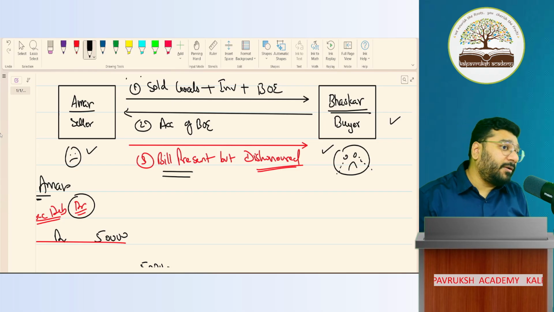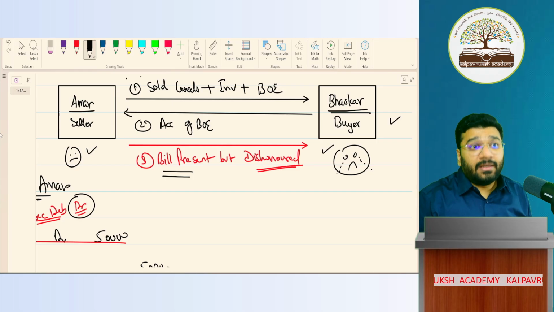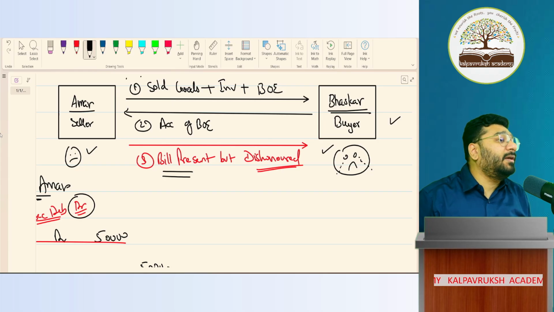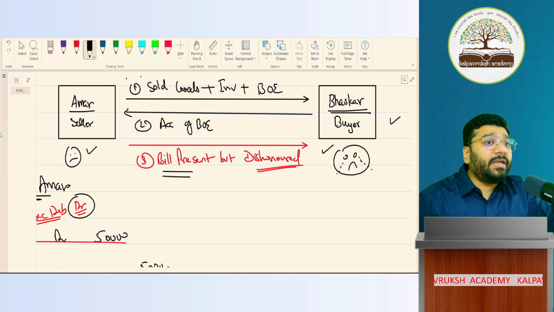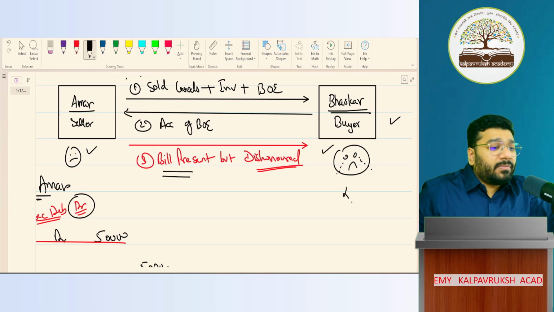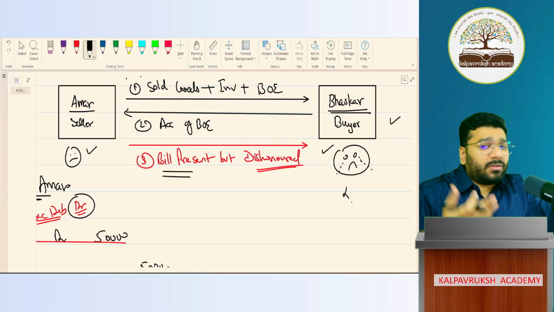Was it that Amar, the seller, did not present the bill, and that's why the dishonour happened? Or was it presented properly, but Bhaskar, that is the customer, did not make the payment? Correct? Sometimes it happens this way also. On the maturity date, Amar forgot to present the bill. Bhaskar did not make the payment. After a couple of days, Amar is asking for payment.